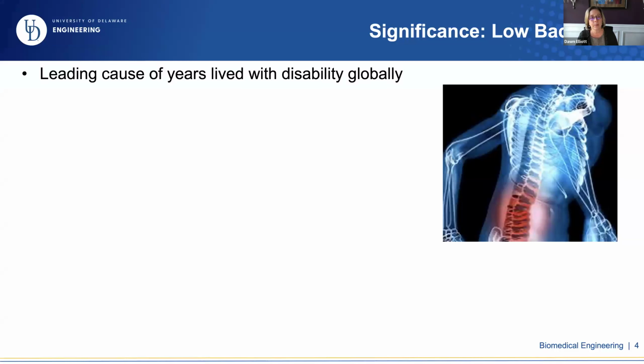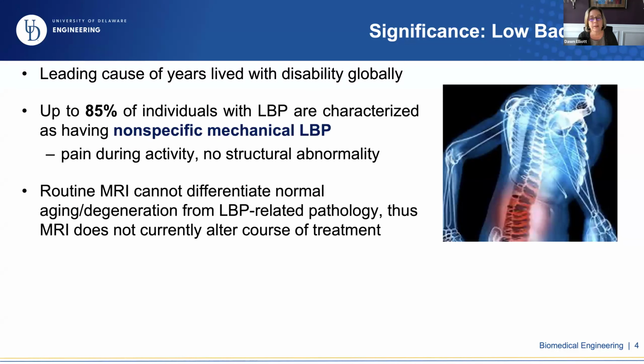So low back pain, as many of you know, is a leading cause of years lived with disability globally. But importantly, a very large number of subjects with low back pain have non-specific mechanical low back pain, which means they have pain during some kind of activity, but no structural abnormality that can identify where the source of that pain is. And indeed, routine MRI can't differentiate between normal aging and degeneration and low back pain related pathology. So MRI doesn't currently alter the course of treatment.